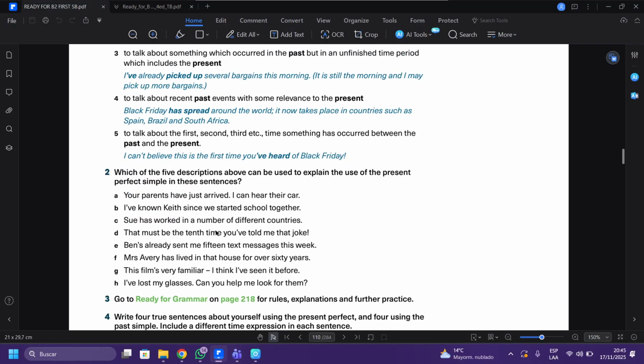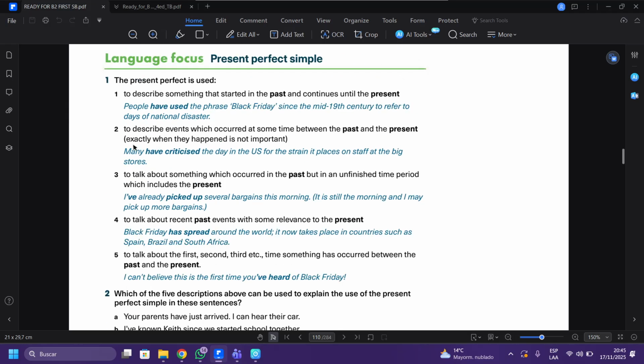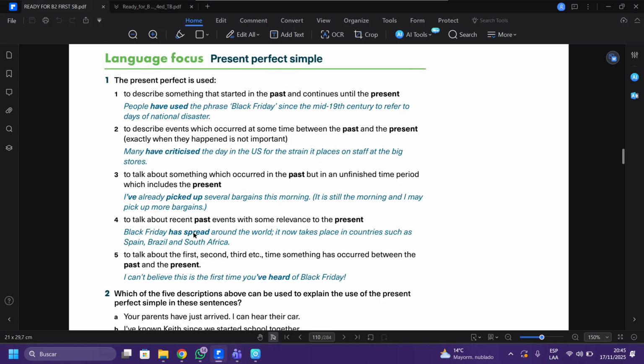So tell me, number 1, letter A. Your parents have just arrived. I can hear their car. Which one of these descriptions can be used to explain the present perfect here? Number 1, number 2, number 3, number 4, or number 5? Okay, I only have to choose one answer, one sentence. Yes, one by one.